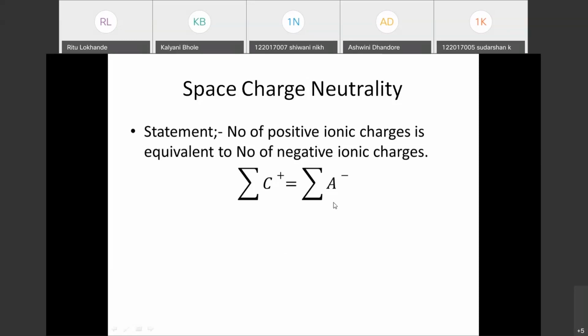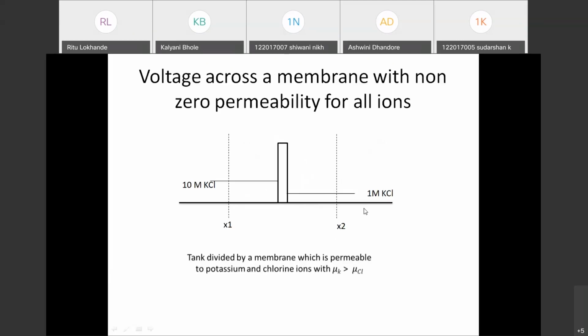The next concept we are going to study is space charge neutrality. What do you mean by space charge neutrality? It is nothing but the number of positive ionic charges being equal to the number of negative ionic charges. That is, the number of cations is equal to the number of anions. That is the space charge neutrality. There is an example based on this in this book. You can go through that example.